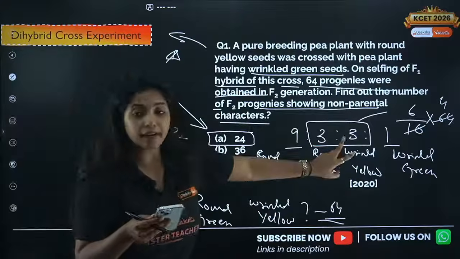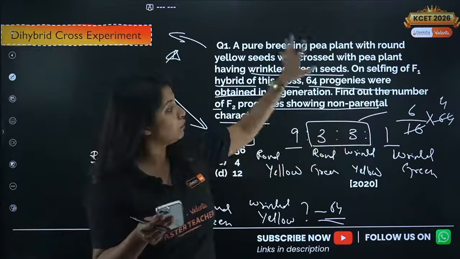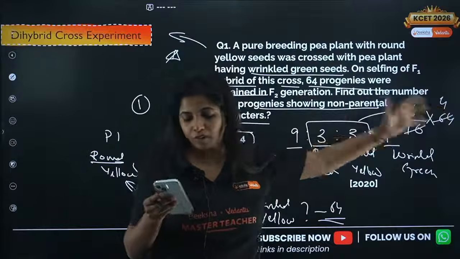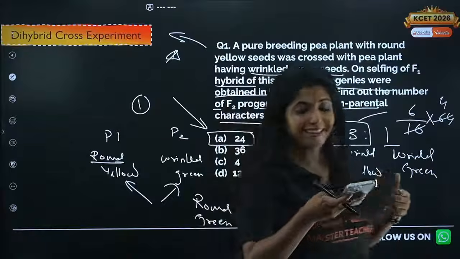Always remember, non-parental will be only 6 out of 16. Whenever you get a question like this, you calculate 6 by 16 into whatever number it is. Is this clear? Can you give me a thumbs up if this question is clear, and can we go ahead with the next question?